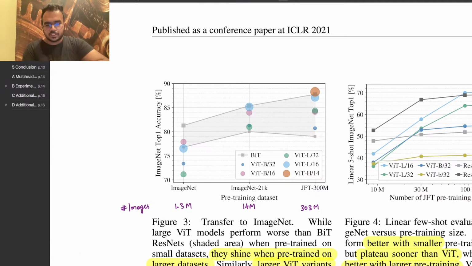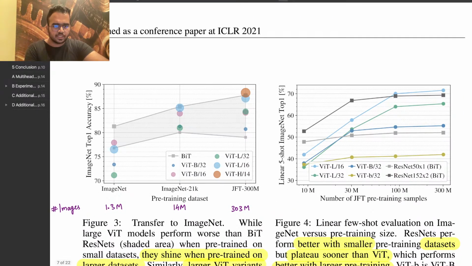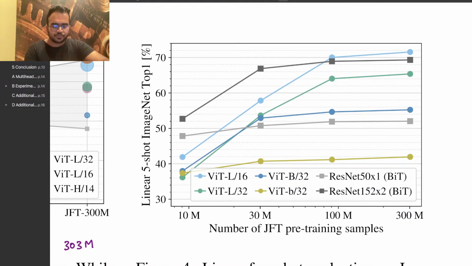Yeah, so this was the ImageNet top 1 accuracy that you saw, and even in JFT we see a similar pattern. The x-axis is the number of JFT pre-training samples, so they train on 10 million samples, 30 million, 100 million, and the entire dataset. We can see that the CNN models, the ResNet models in gray and black, plateau very soon, but the vision transformers do not plateau, especially the larger ones. You can see at the top, these do not plateau very soon.